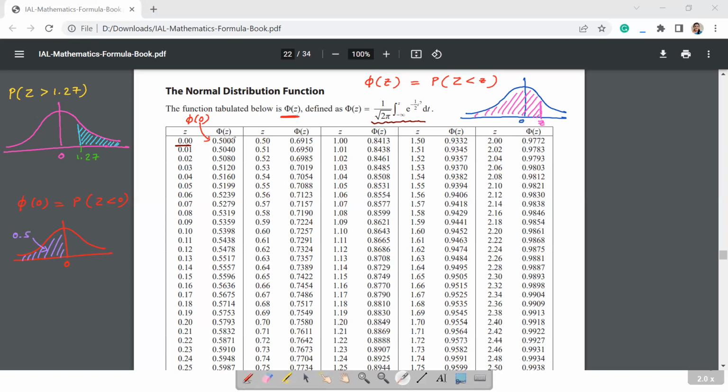Basically in this table, for every z value, they've given you positive z values. Let me just go through a few more examples. Let's take another one. Here, let's go with 1. Here, z equals 1.